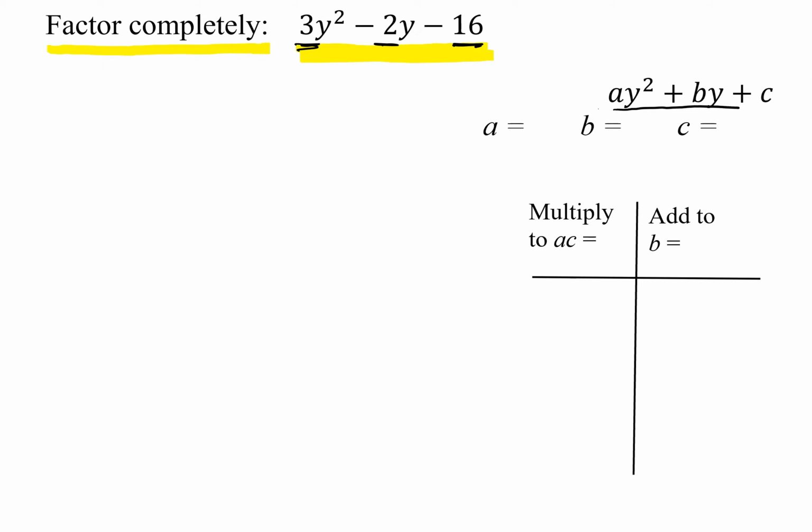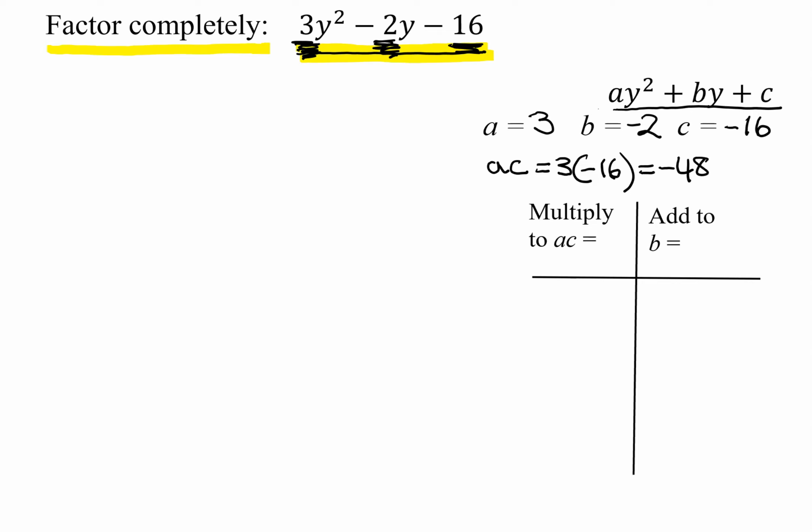So I'm ready to compare it to my expression in standard form. Is this in standard form? Yes, it's written in descending order. So A is the coefficient of the y squared, which is 3. B is the coefficient of the y, so it's -2. C is the constant term, that's -16. So I have to figure out what A times C is. It's 3 times -16, which is -48.